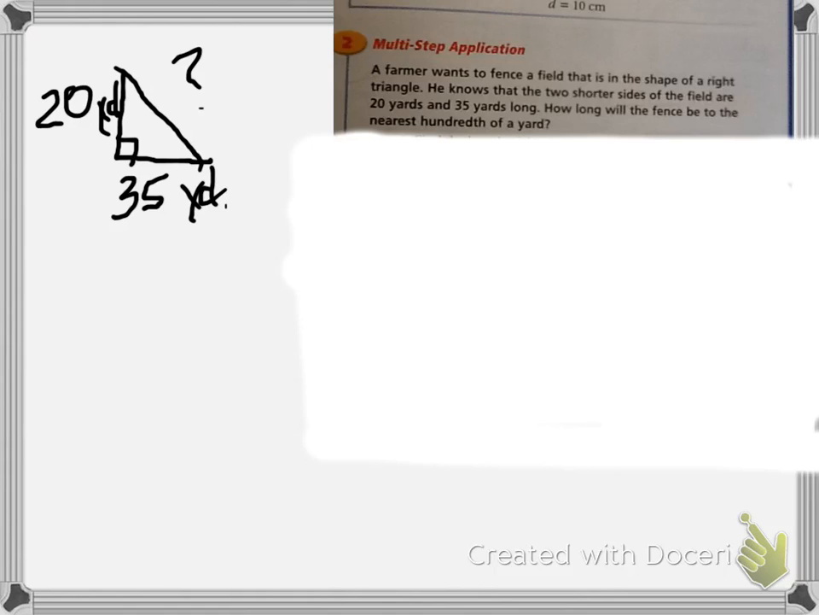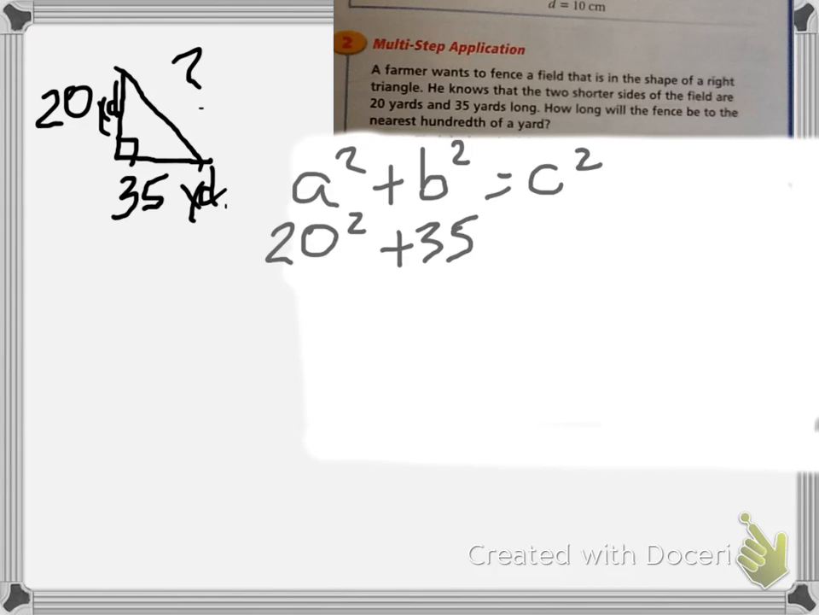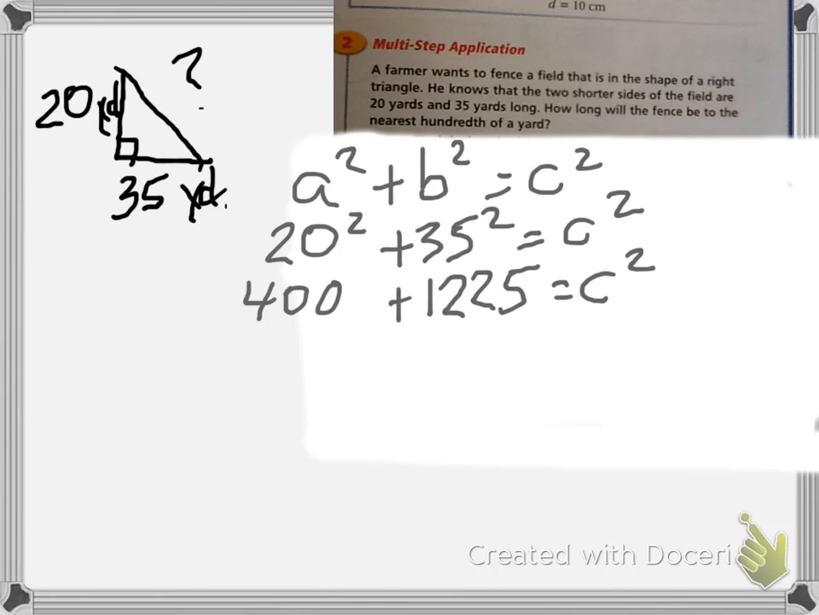Since it is a right triangle, do you remember what that's called? It's the Pythagorean theorem. Okay, so we're going to start with a squared plus b squared equals c squared. A squared, let's say that's our 20, and b will be our 35 equals c squared. Okay, so 20 squared, 20 times 20, that's 400. And 35 squared, I'm going to use a calculator, and that is 1,225 equals c squared. Okay, so now we need to add these two numbers together, 400 plus 1225, and we get 1625 equals c squared.